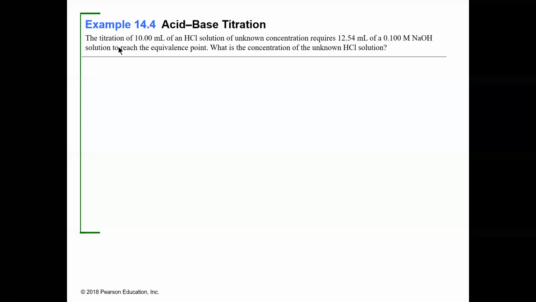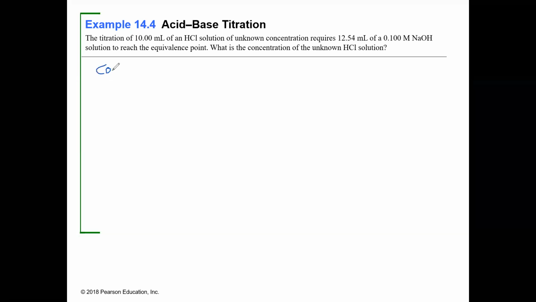So here is a titration problem. It says 10 milliliters of an HCl solution of unknown concentration requires 12.54 milliliters of a 0.100 molar NaOH solution to reach your equivalence point. What is the concentration of the hydrochloric acid? So this is just solution stoichiometry. So we're going to figure out what compound A is and what compound B is.